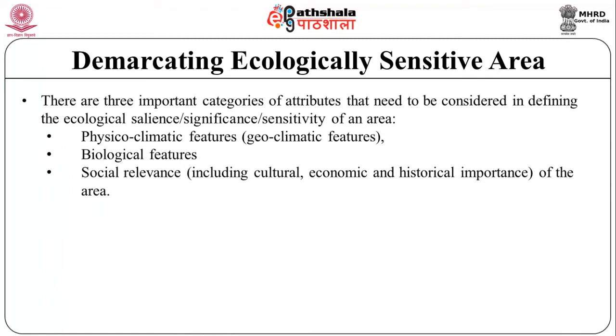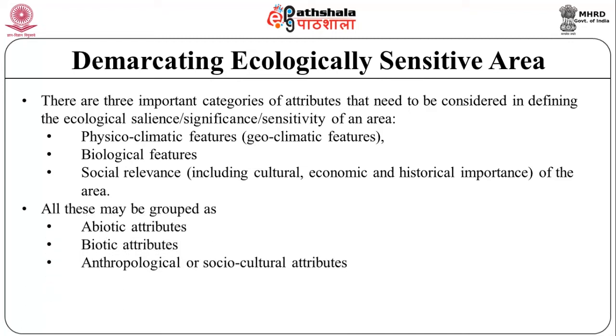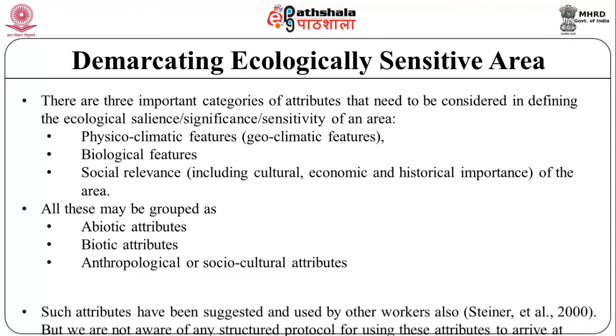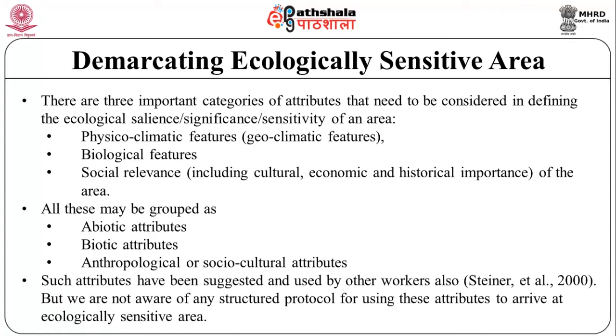We now have to move on to understanding the demarcation of ecologically sensitive areas. There are three important attributes that need to be considered in defining ecological salience, significance, and sensitivity of an area. The first one is the physioclimatic or geoclimatic feature, then the biological feature, and the social relevance including the cultural, economic, and historical importance of the given area. All these may be grouped as the abiotic features, the biotic features, and lastly the anthropological or socio-cultural attributes. Such attributes have been suggested and are used by other workers also. But we are not aware of any structured protocol for using these attributes to arrive at an ecologically sensitive area.